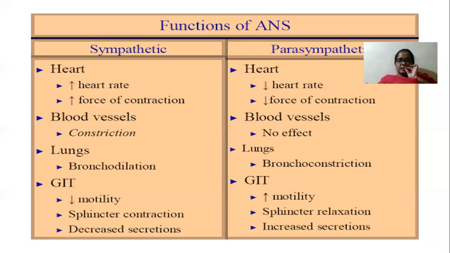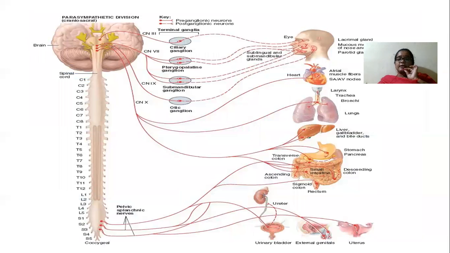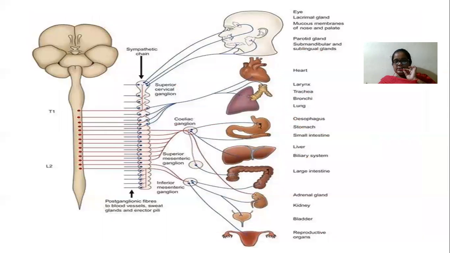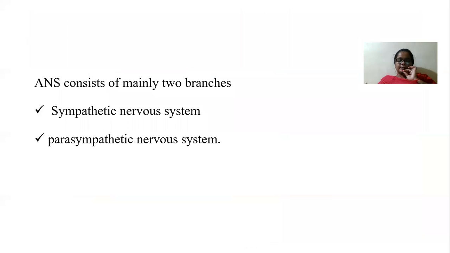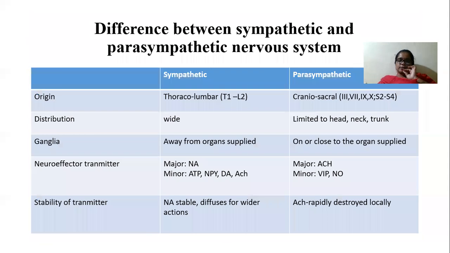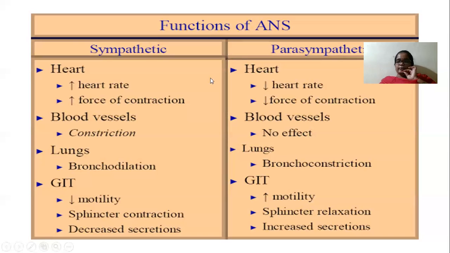In today's class, I have covered the anatomical differences between sympathetic and parasympathetic, the functional differences, and the sympathetic and parasympathetic nerve divisions: where they originate, how they are distributed, and to which organs. Next class we will discuss neurotransmitters. Thank you.